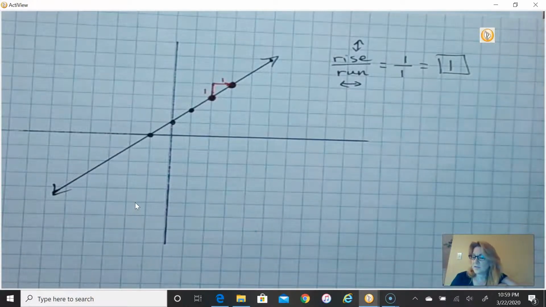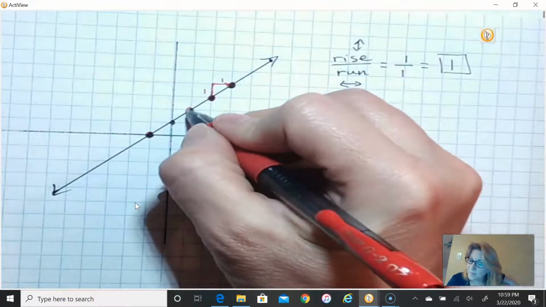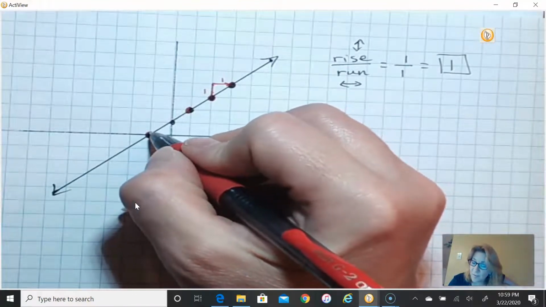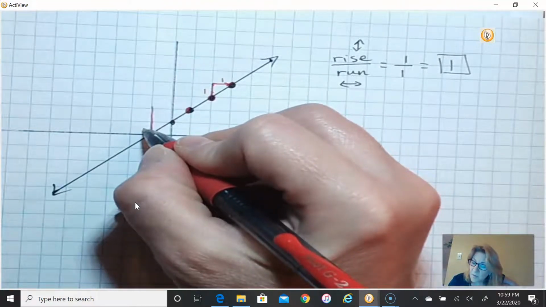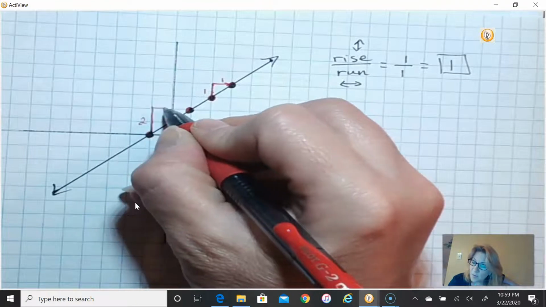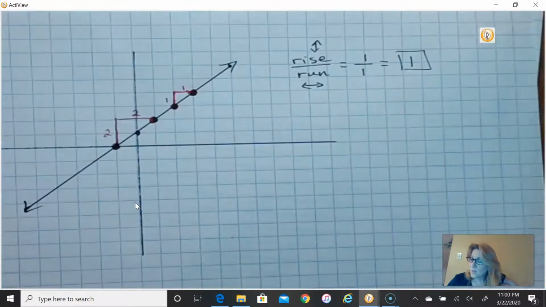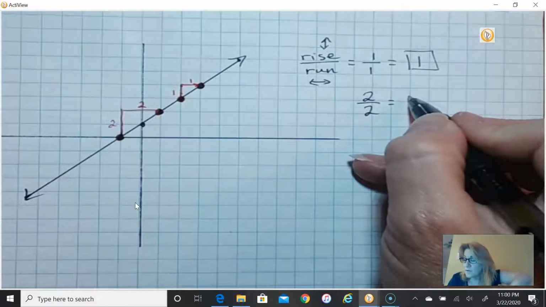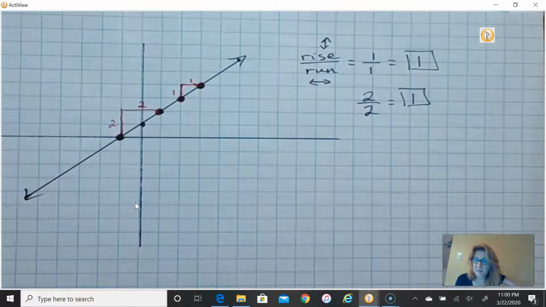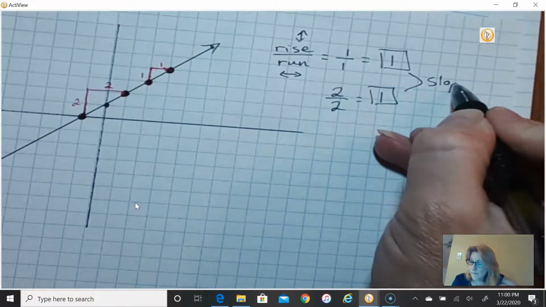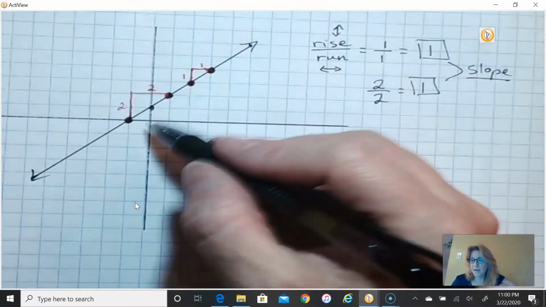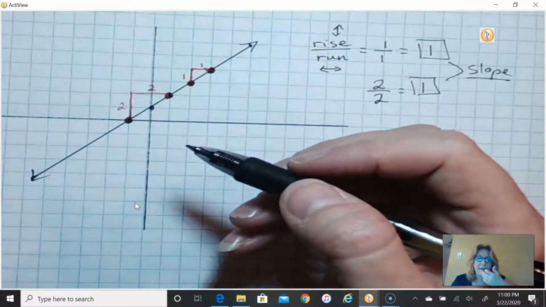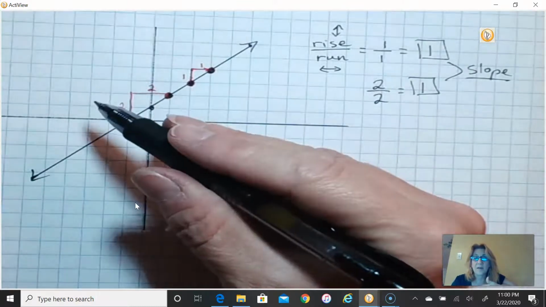Now let's say I want to choose this dot and this dot. This time I tell my students, draw a little map. I go up 2, 1, 2. And then I'm going right 2. So my rise over run is 2 over 2. I went up 2 and over 2. 2 over 2 is 1. See that? That is your slope. You find anywhere on the line where it crosses in the little crosshairs, and you just count from one dot to another. You go up and then over.